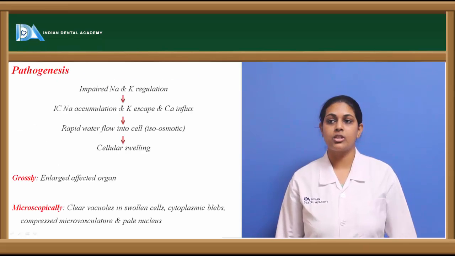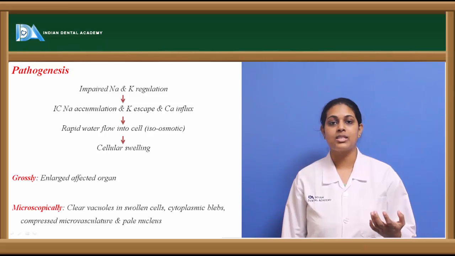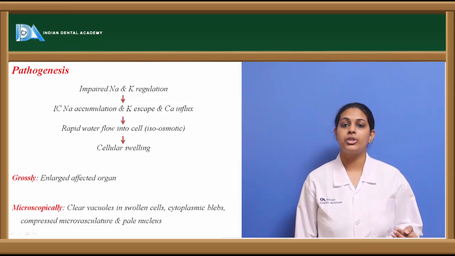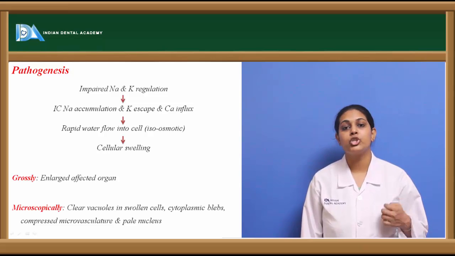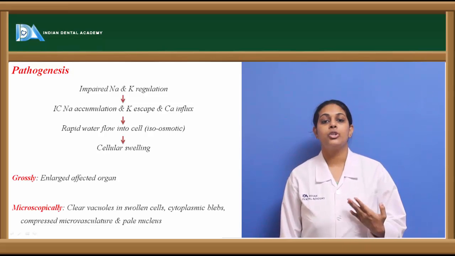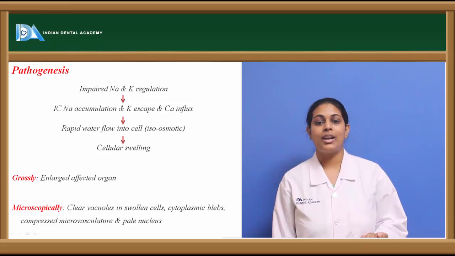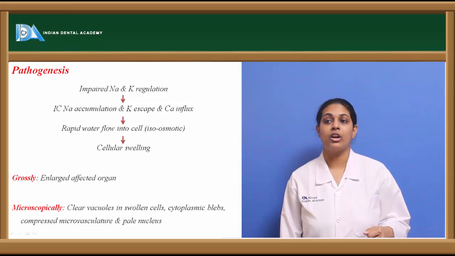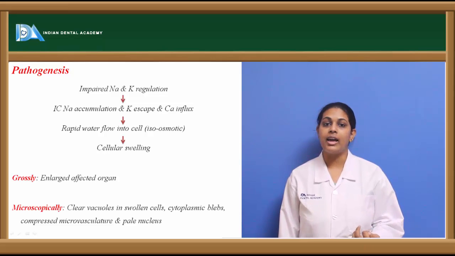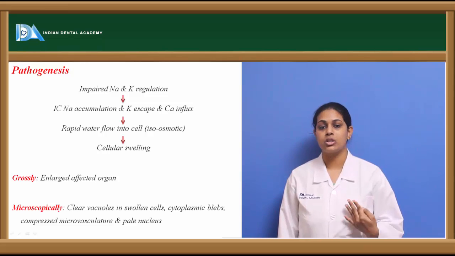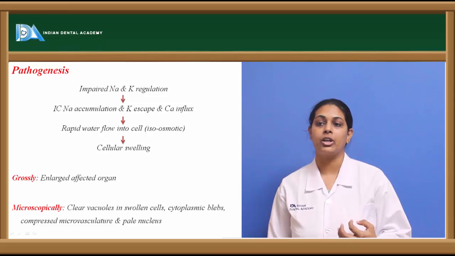Coming to the pathogenesis, it is usually because of the impaired sodium and potassium efflux as well as influx, because of which there is increased intracellular accumulation of sodium, and there is prevention of efflux of potassium, as well as more calcium influx, because of which there will be rapid flow of water into the cell, resulting in an isoosmotic condition, and this condition in turn leads to swelling of the particular cell.